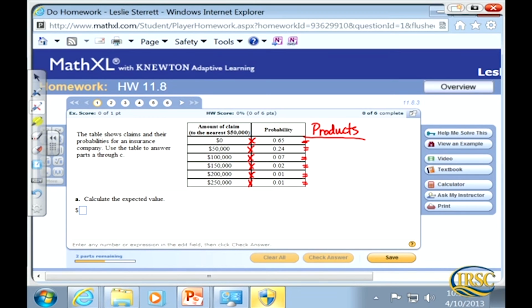0, good. Okay, 50,000 times 0.24. 12,000. 100,000 times 0.07. 7,000. 150,000 times 0.02. 3,000. 200,000 times 0.01.